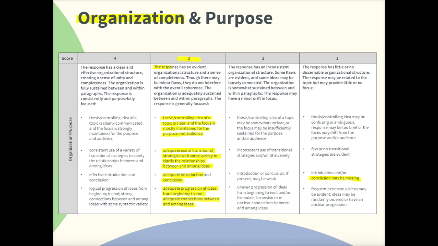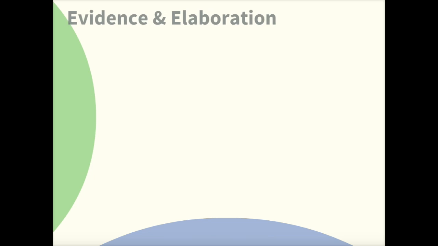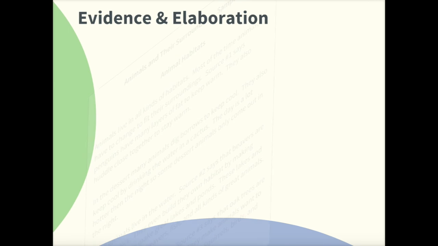The summative comments at the top of Level 3 capture the essay's quality well. There is an evident organizational structure. There are minor flaws, in this case an absent conclusion, which affects the essay's sense of completeness, but not the overall coherence. The organization is sustained, and the response is generally focused. Let's move on to looking at the essay through the lens of evidence and elaboration.